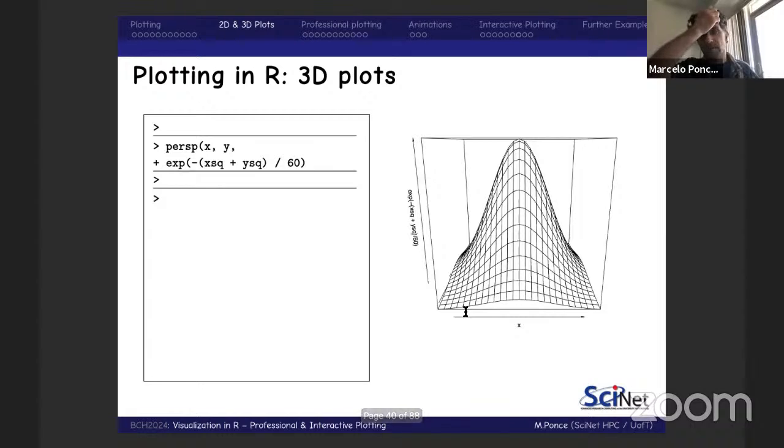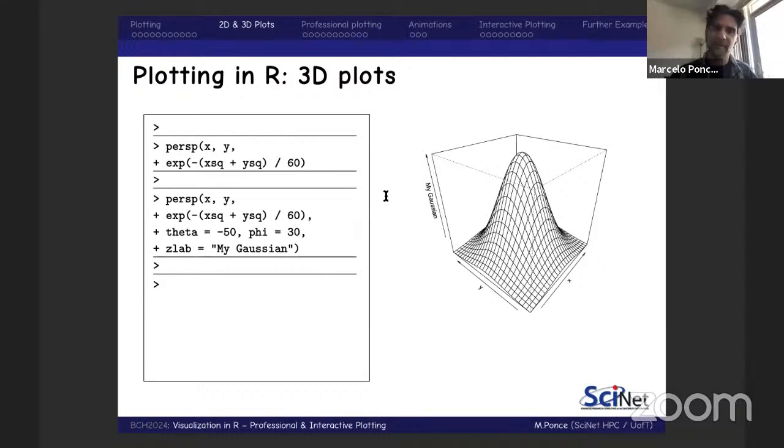The one I'm going to show you, oh, sorry, I take something back. There is a basic capability in R for doing a mesh representation of surfaces. And this is achieved with the persp function, for perspective. So the perspective function is used with exactly the same function as we were seeing before, the two-dimensional Gaussian. So we're going to take the coordinates x and y and the same analytical expression. And then you get this kind of mesh representation of the function.